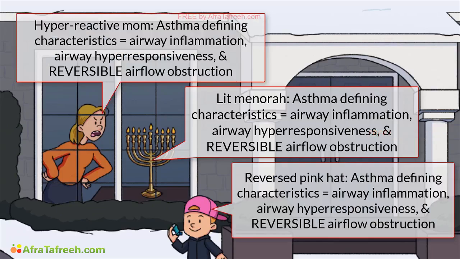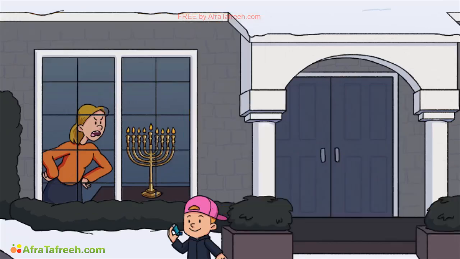Asthma is an airway disease defined by a triad of processes: airway inflammation, airway hyperresponsiveness, and reversible airflow obstruction. Here at Sketchy, our recurring symbol for reversible airflow obstruction is the pink reversed hat. I don't know what you did, Alvin, but Mom is getting hyper angry at your choice of haberdashery.